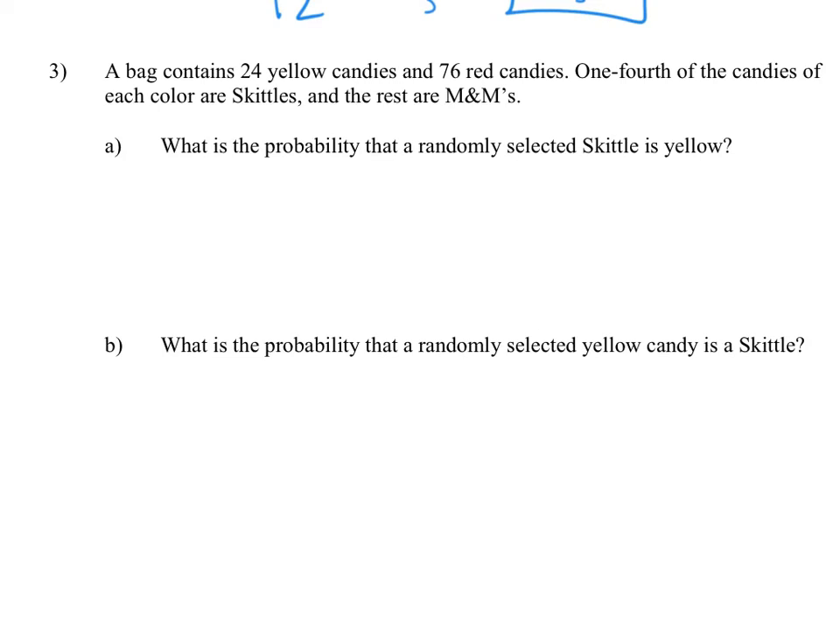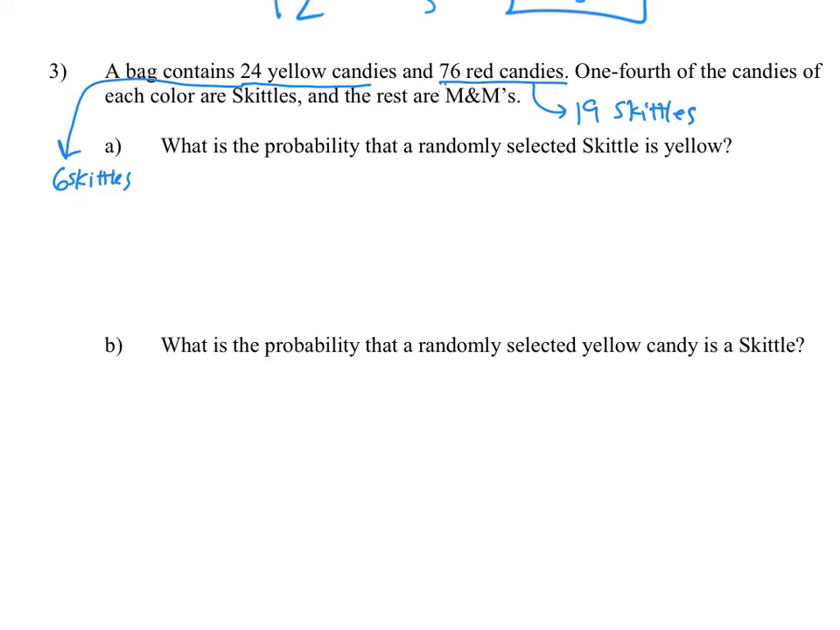1/4 of the candies of each color are Skittles, and the rest are M&Ms. That means of the 24 yellow candies, 1/4 of those are Skittles. So that would mean 6 are Skittles. And then of the 76 red candies, 1/4 of those are Skittles. So that's 19. What is the probability that a randomly selected Skittle is yellow?